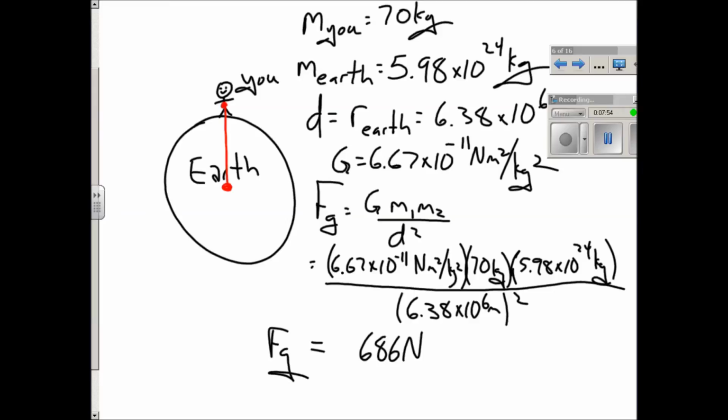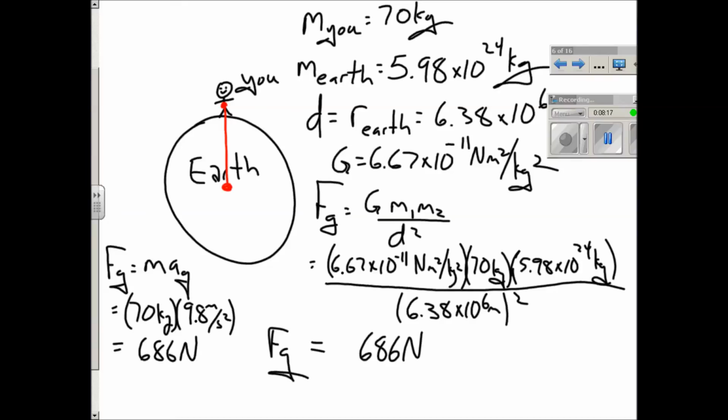Now notice, there's another way we could have done this. You may remember from the first chapter, or from first trimester, that your force of gravity is equal to mass times the acceleration of gravity if you're on Earth. The mass is 70 kilograms. Technically, the acceleration of gravity on Earth is really 9.8, but we always use 10 just to keep it simple. If you multiply this out, you get 686 newtons, so we're happy. So the question is, why on Earth would we ever use this equation to find our force of gravity if this one does it much more easily?